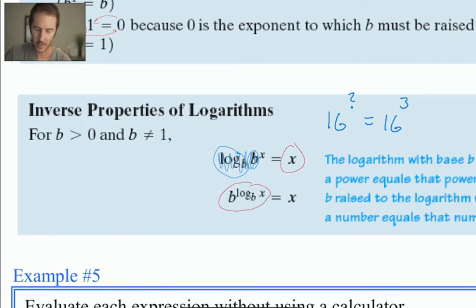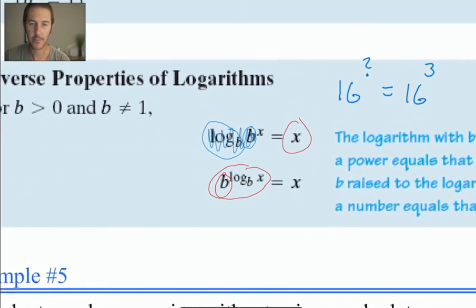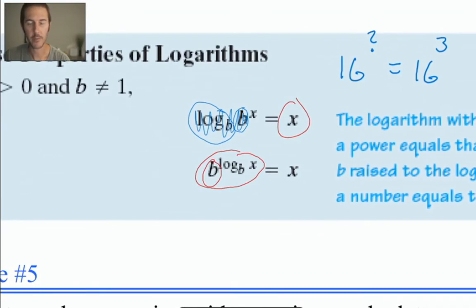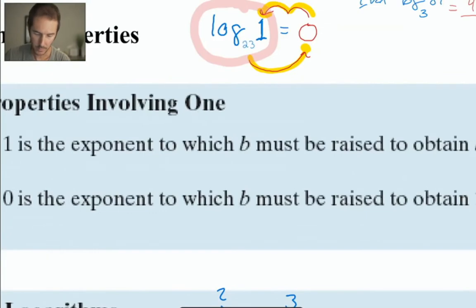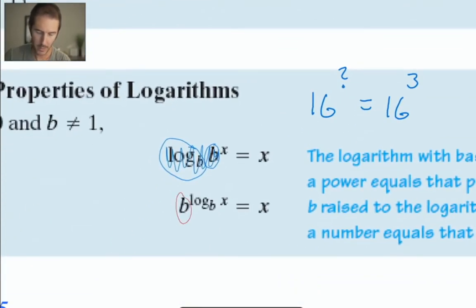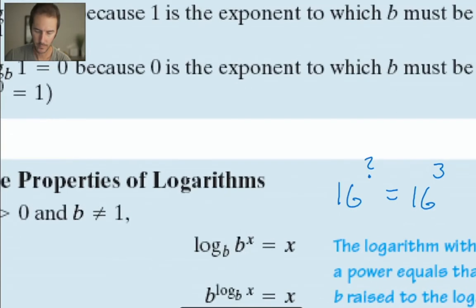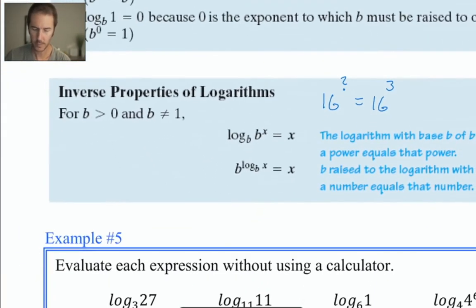Same thing's happening here. This b is being raised to the power of log base b of x. So in the exponent position, you've got log base b of x. And when you've got b to the power of log base b of x, the same thing happens. The b and the log base b kind of cancel each other out, leaving you just with the x. All right, so you need to be aware of those inverse properties.